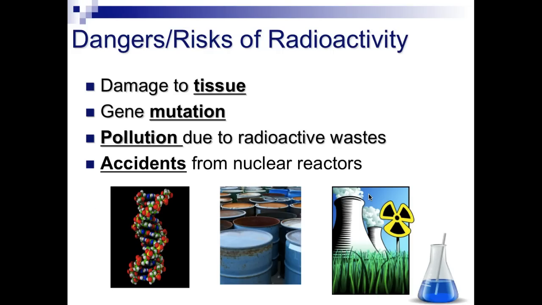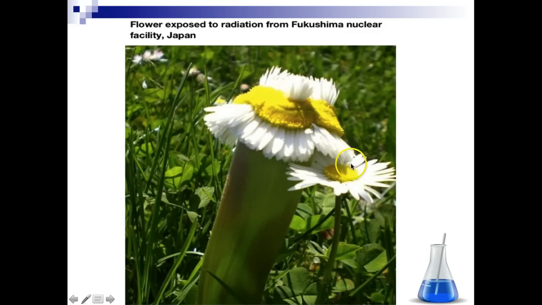And then accidents from nuclear reactors. So if a nuclear reactor leaks or, like I said earlier, has a meltdown, something along those lines, those are all things that can harm humans, animals, and living things anytime they come in contact with them. So this flower in Japan was near a nuclear radiation facility, and it was exposed to nuclear radiation when the facility in Japan had a leak, and it mutated. This daisy does not look like it should look, and that's because of radiation exposure.